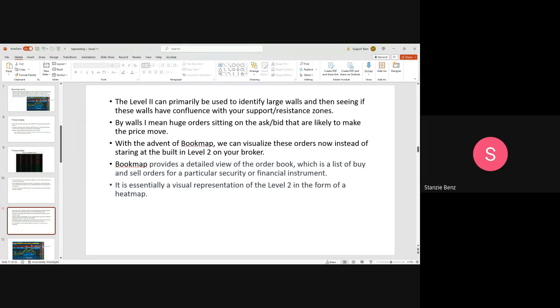Someone asked: wouldn't using a footprint software be better? Footprint shows actual buys and sells. Yeah, you could use a footprint software. I don't have as much experience with it. I've always just used Bookmap, but you're right.